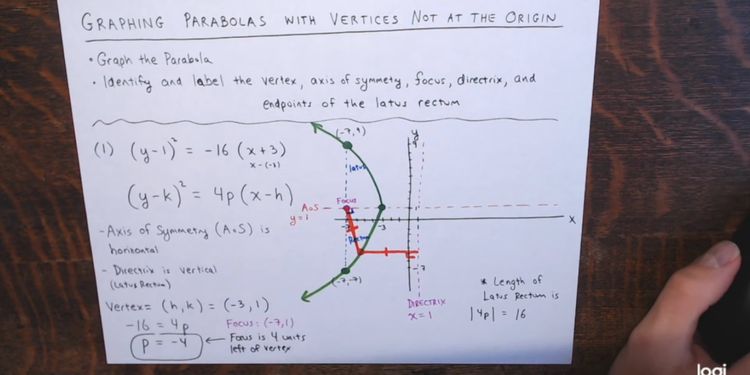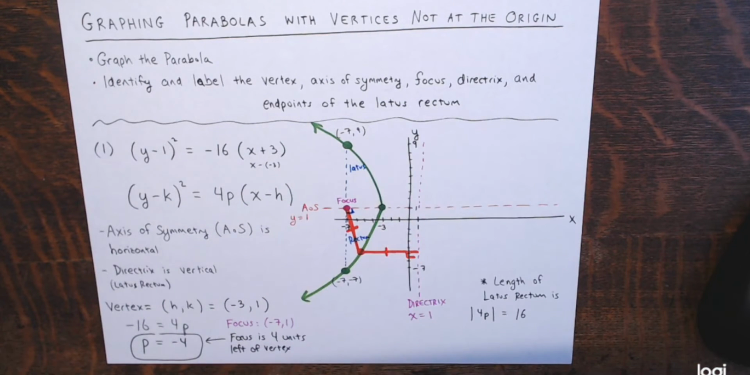Now, of course, all the other stuff isn't labeled in Desmos: the latus rectum, the focus, the directrix, the axis of symmetry. That's all for you to put up. Great.